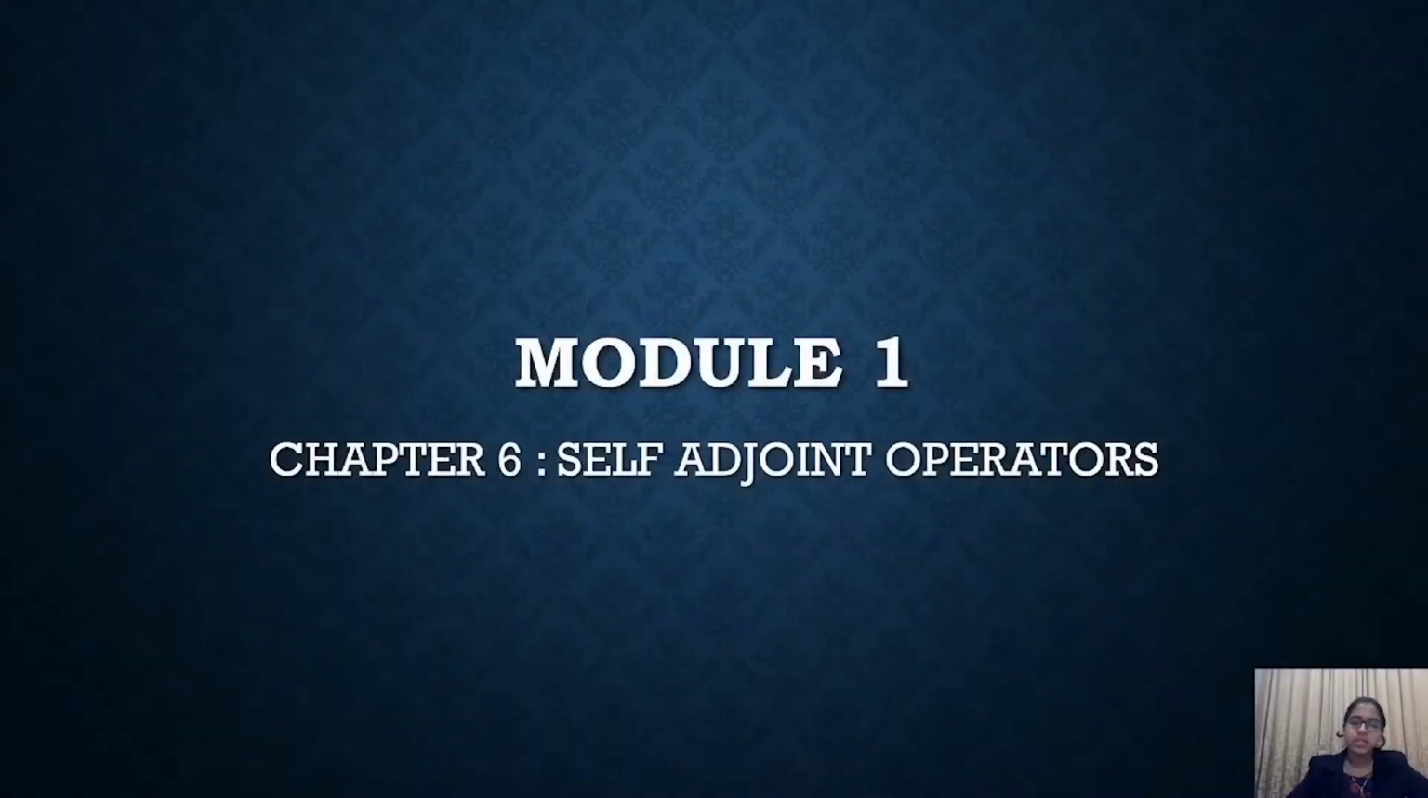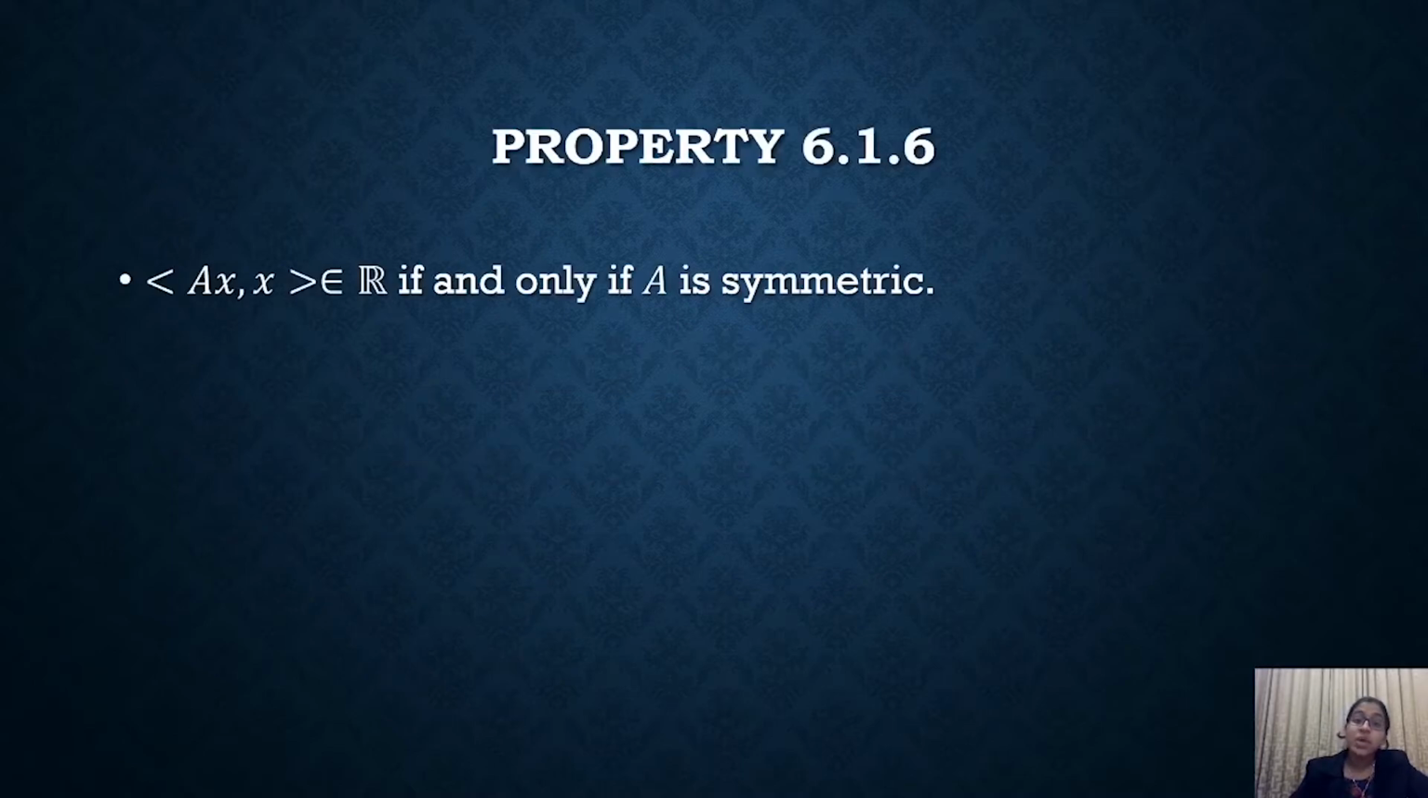Let us continue learning the properties of self-adjoint operators. In the previous lectures, we were discussing the properties of self-adjoint operators. We have discussed a few. Now in this lecture we shall begin with property 6.1.6.